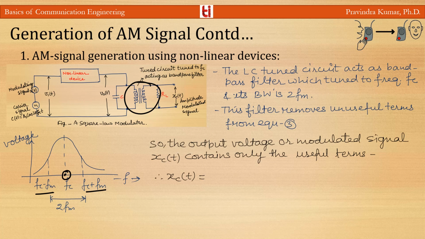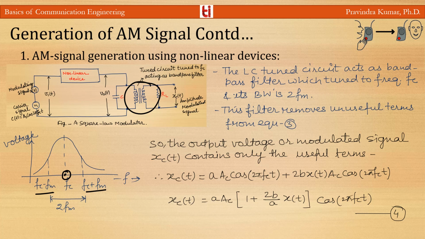So the output voltage or modulated signal xc(t) contains only the useful terms, the second and fourth terms. These are Ac cos 2 pi fct plus 2b x(t) Ac cos 2 pi fct, and if I take the common factor from these two terms, I can write it as Ac [1 + (2b/a) x(t)] cos 2 pi fct.